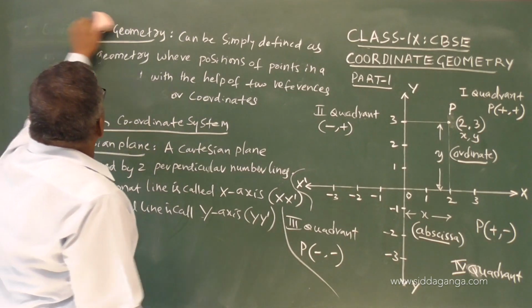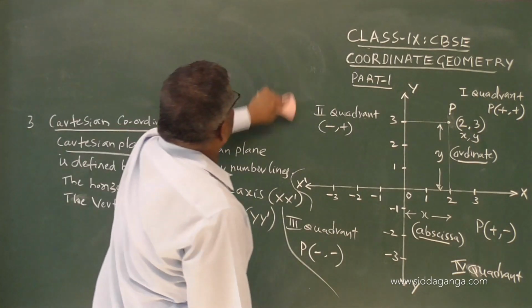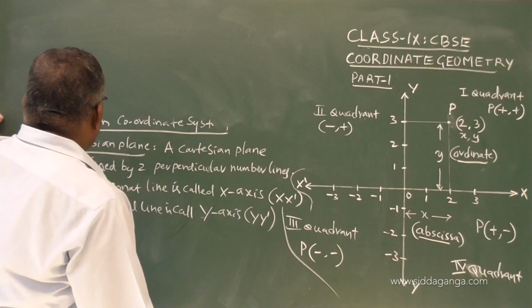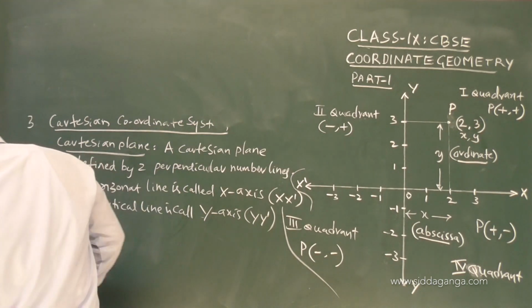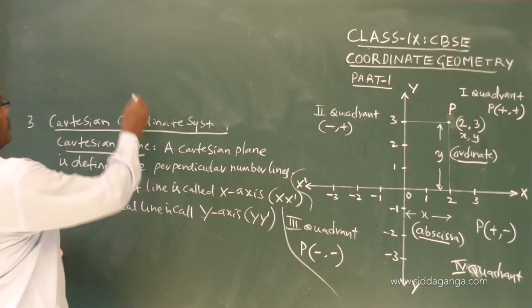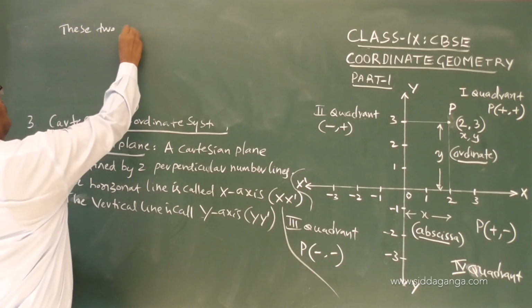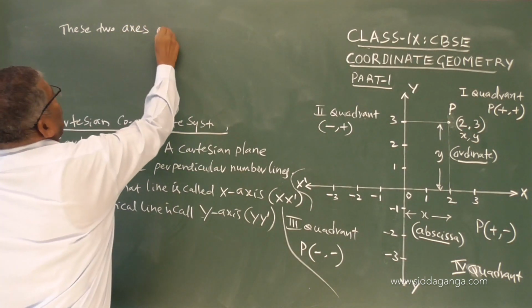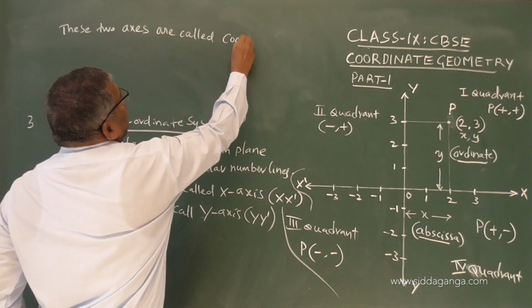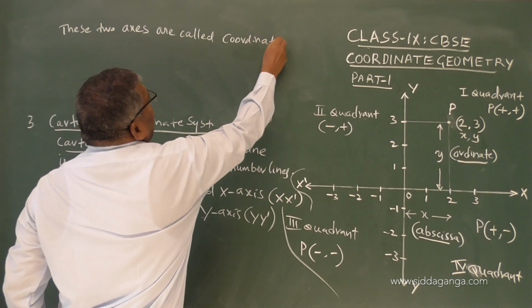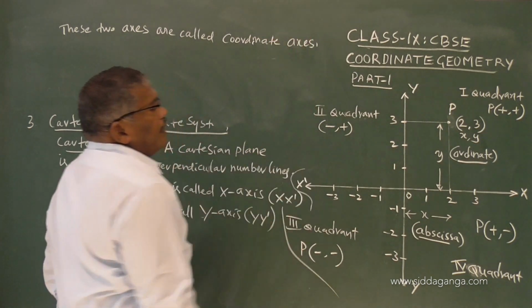Again I will erase this and continue right up here. These lines are called coordinate axes. These two axes are called coordinate axes.